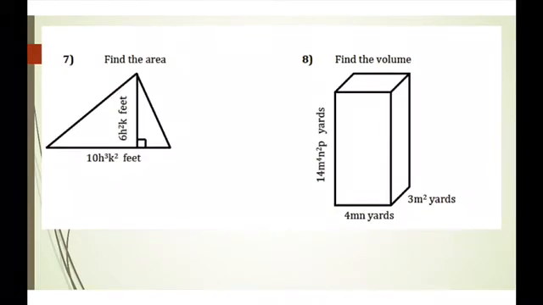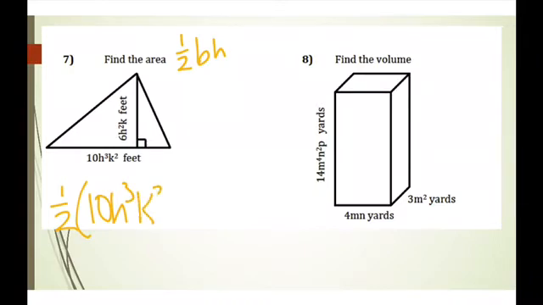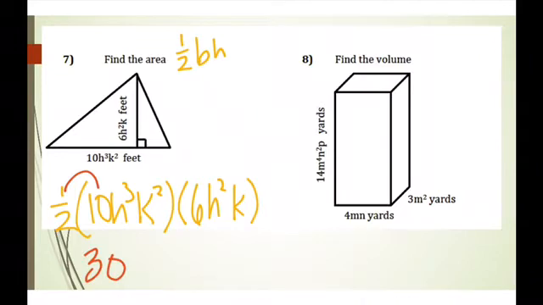Okay, the next one's a triangle, and so that area is 1/2 base times height. So I'm going to do 1/2 times the base times the height. So I'm going to do half of 10 is 5, and 5 times 6 is 30. You're not going to do half of 10 and half of 6. You're just going to do it one time. So that takes care of those. Then I'm going to have h to the third times h to the second, so that's h to the 5th. k to the second times k is k to the third, and that's going to be in feet squared.